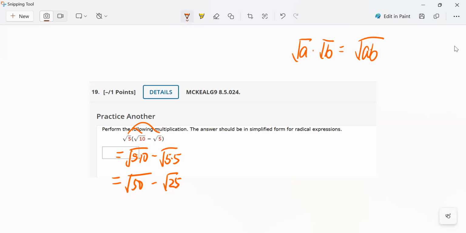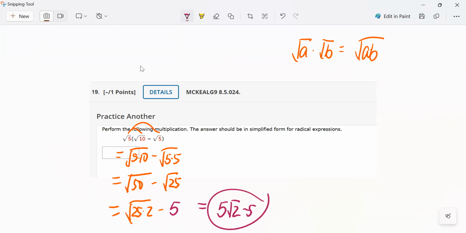And here, we're going to simplify. For 50, the maximum perfect square that goes into it is 25. So radical 25 times 2, minus radical 25. Radical 25 is 5. So it's 5 radical 2 minus 5. Any question about this?